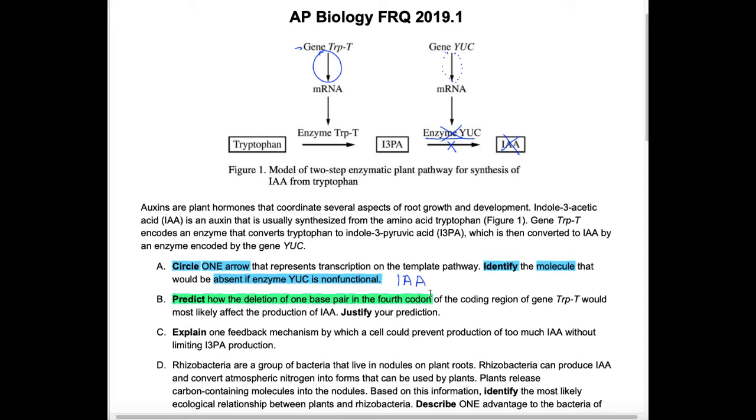So if I want to predict what a deletion in a base pair in the fourth codon of the TRPT gene will have on IAA, I'm going to assume that it's probably going to reduce or produce no IAA. So very simply put, my prediction: no IAA produced.